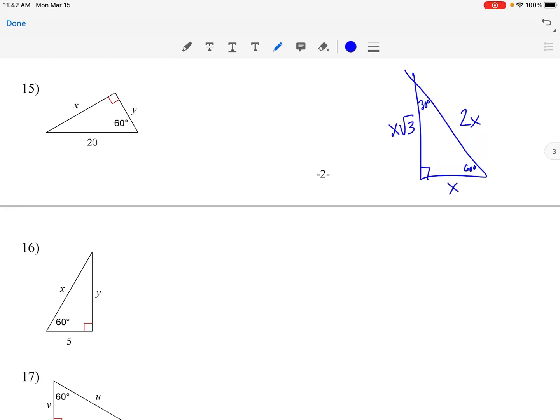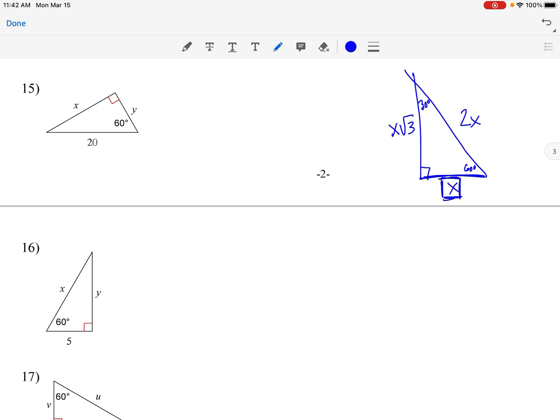In the next section of special right triangles, we're working with 30, 60, 90. In these triangles, we have one of the legs, which is a shorter leg, and one leg that's longer. That's just how I refer to them. So the short leg and the long leg, and then we have the hypotenuse.